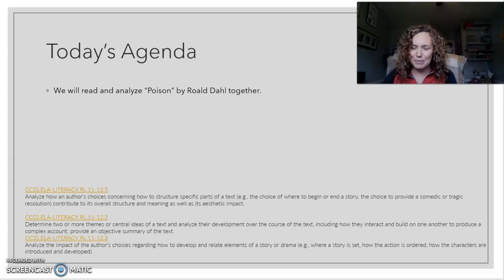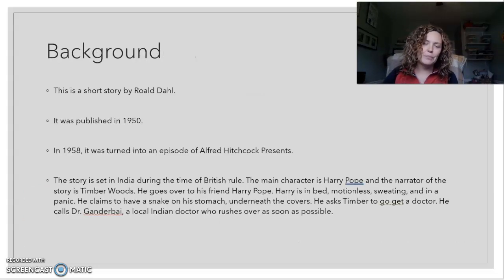So we're going to read and analyze a good portion of Poison by Roald Dahl together, and whatever I don't get done in this lesson, you'll be expected to analyze on your own, which I know you can do. So a little background on this. This is a short story by Roald Dahl, published in 1950. In 1958, it was turned into an episode of Alfred Hitchcock Presents. It is a very famous short story. The story is set in India during the time of British rule, and the main character is Harry Pope, and the narrator of the story is Timber Woods.